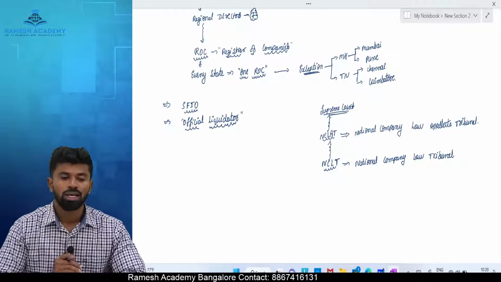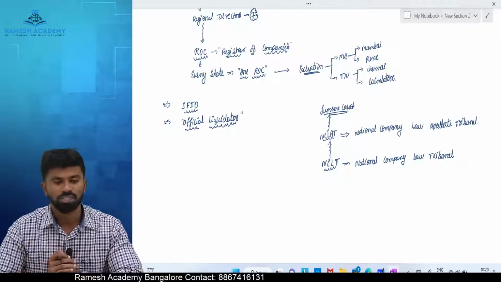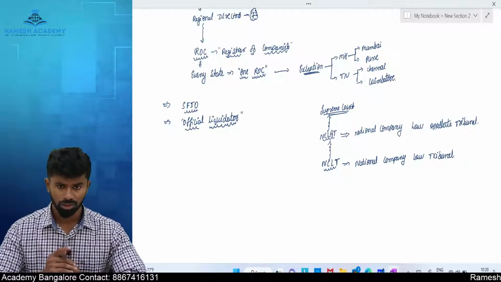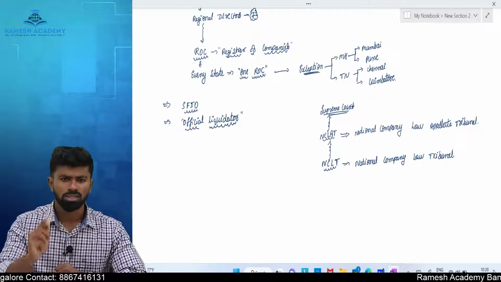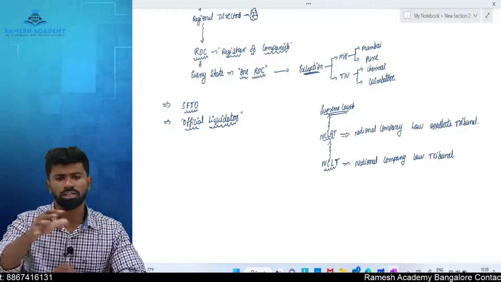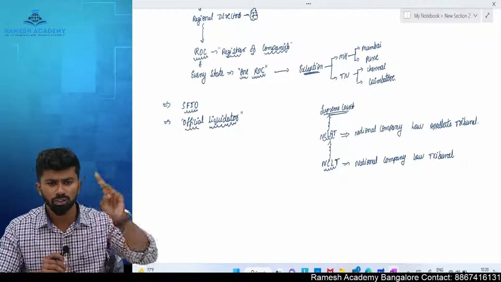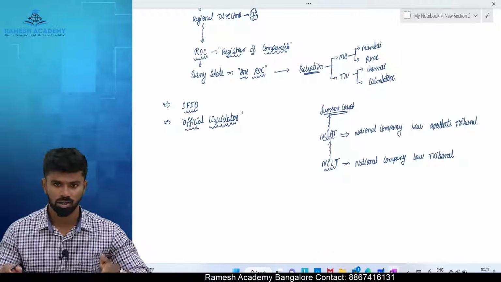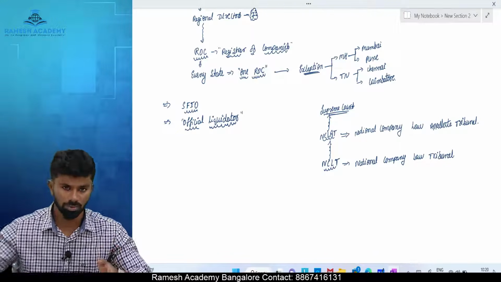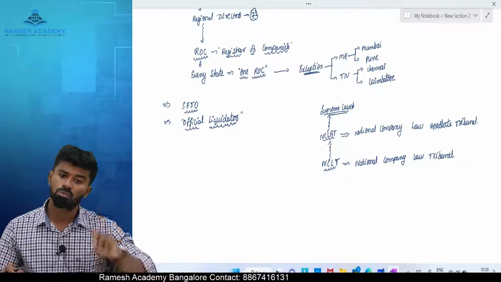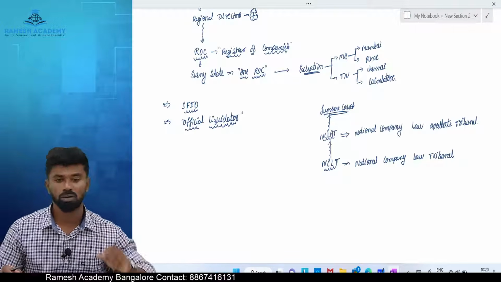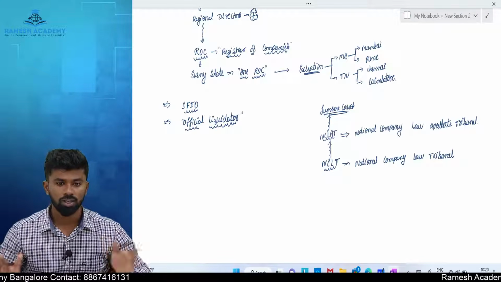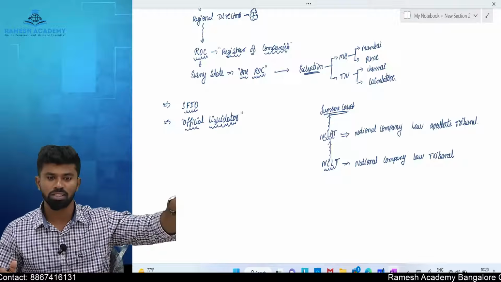So NCLT has benches. What is a bench? A bench is nothing but where the hearing happens. For example, High Court: there will be only one High Court for each state, but there are a few states where two states share one High Court. In Karnataka, we have the High Court of Karnataka. The principal bench is in Bangalore, but we also have one more bench where hearing happens in Kalburgi, because people cannot travel from Kalburgi to Bangalore for attending the cases, right? So there is one more bench where hearing happens.